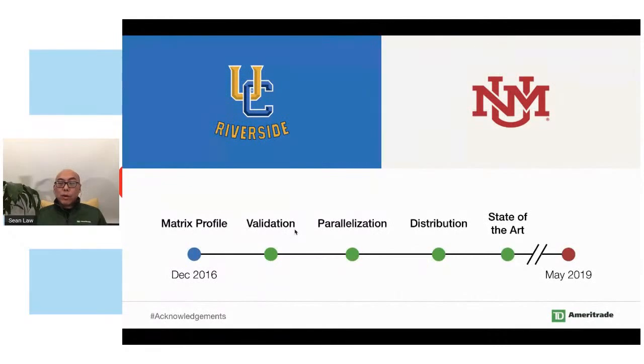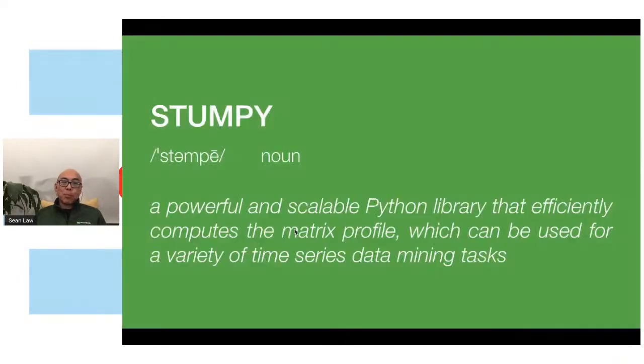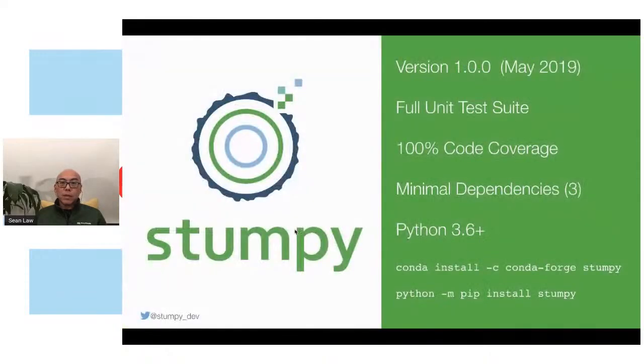And so now we're at May of 2019, so just about a year ago, where we wrapped up this work, and we decided at TD Ameritrade that we were going to open source this and share this with the data science world and with the public as part of our effort to transform lives for the better. And this is where STUMPY comes into play. STUMPY is a powerful and scalable Python library that efficiently computes this matrix profile. And once you have this matrix profile, you can use this for a variety of time series data mining tasks. We'll get into more of that in our live demo later.